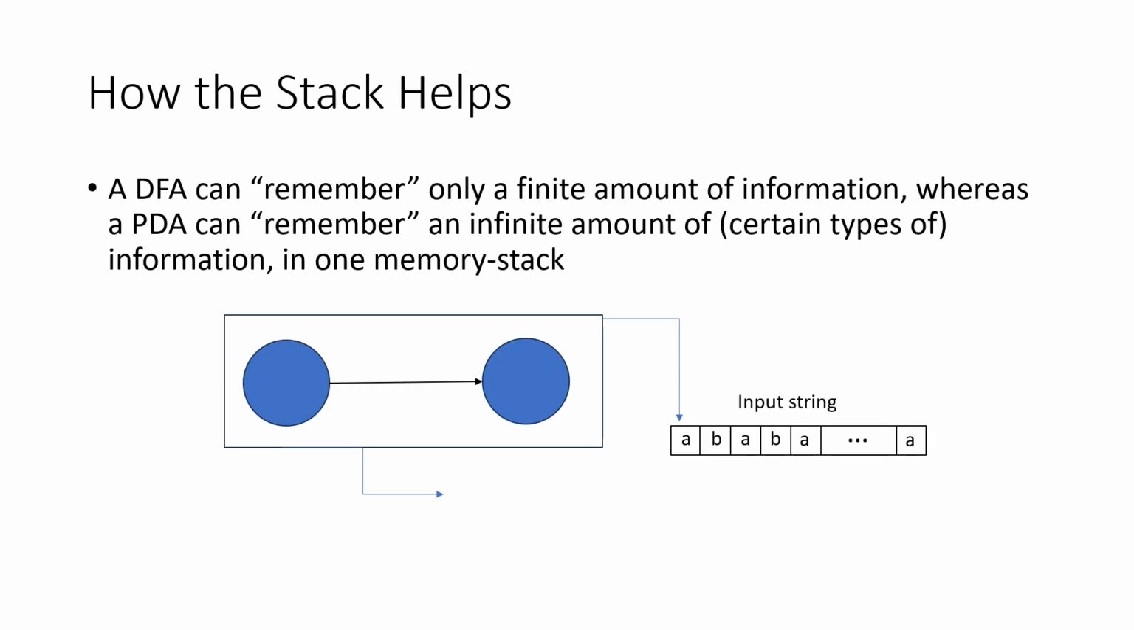The reason that the stack is helpful is because a DFA or NFA can only remember, quote unquote, a finite amount of information, but a pushdown automata can remember an infinite amount of certain types of memory information in one memory stack. And that's why the transition function looks a little bit different in that it has to hold not only the symbol that we're transitioning on, but also what you're going to push and pop to the stack.